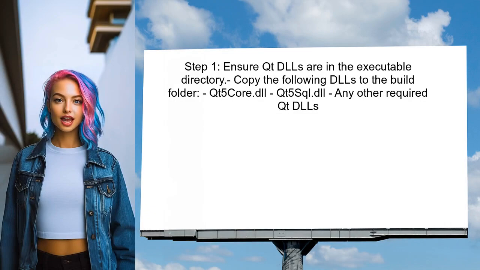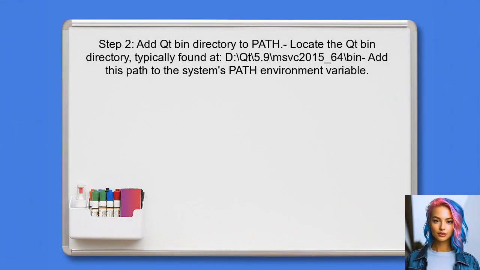First, the user should ensure that the required Qt DLL files are available in the same directory as the executable. This is crucial because when the executable runs, it looks for these DLLs in its own folder. Next, the user can consider adding the Qt bin directory to the system's path environment variable. This allows the executable to find the necessary DLLs without needing them in the same folder.